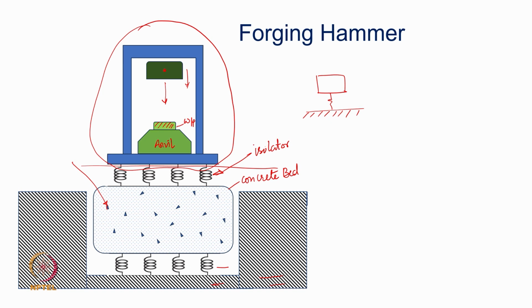However, if the concrete bed is finite and its mass is not too high compared to the mass of the hammer, then I will have to revise, modify and update the modeling to account for both the masses. Now, this is that of the bed and this is that of the hammer. So, this is the isolator stiffness here, K1, and this is the isolator at the foundation, right. It is all up to you what way you would like to model it.